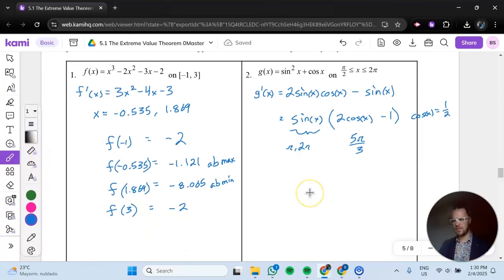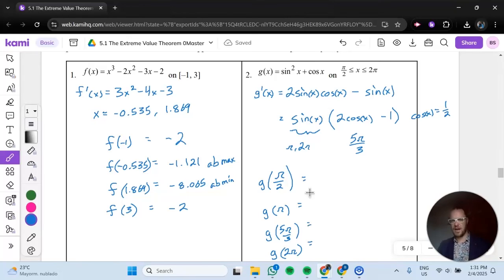So then what I'm going to do is check my endpoints and these. My first one is going to be pi over 2, so I'm going to find g of pi over 2. Then I'm going to find g of pi. Then I'm going to find g of 5 pi over 3. And lastly, g of 2 pi, which is an endpoint and technically a critical point.